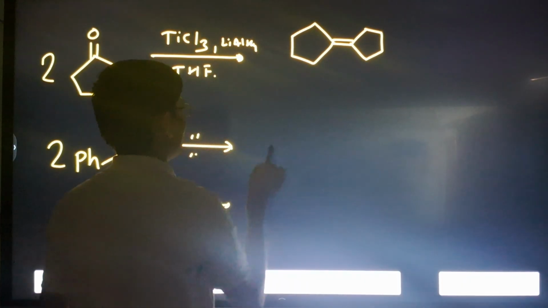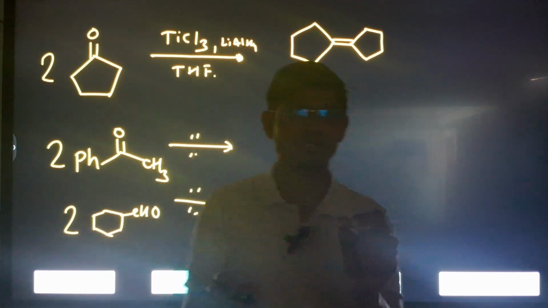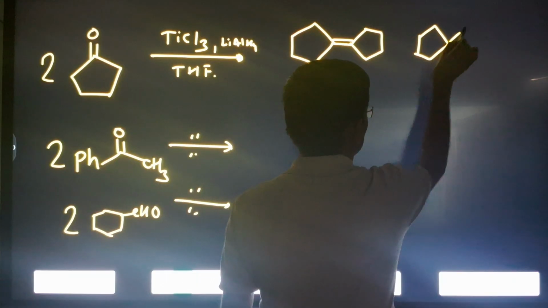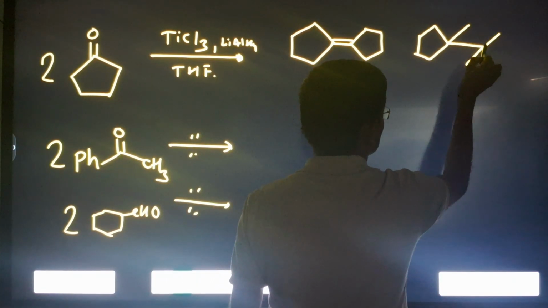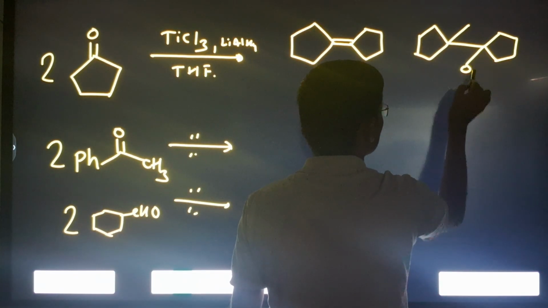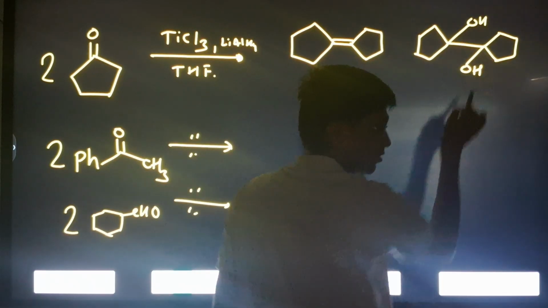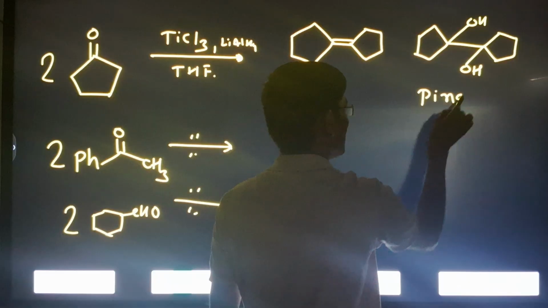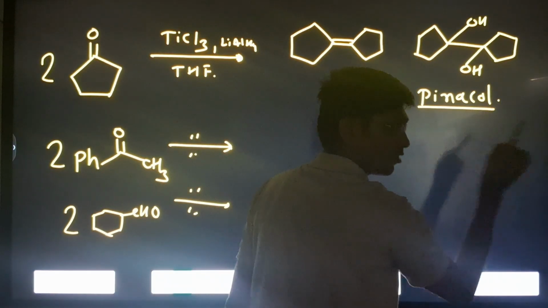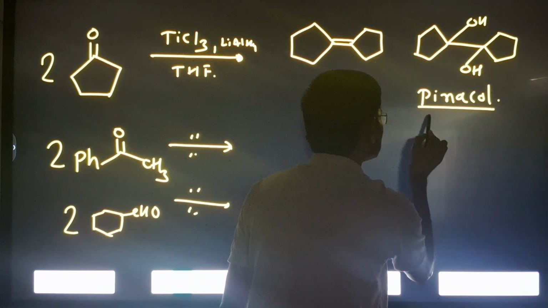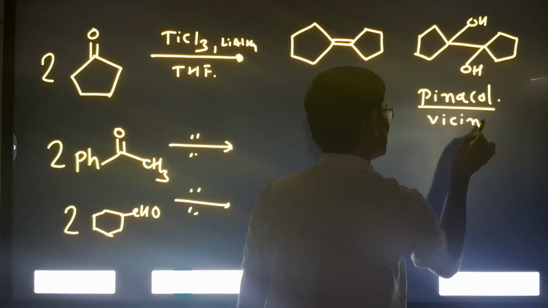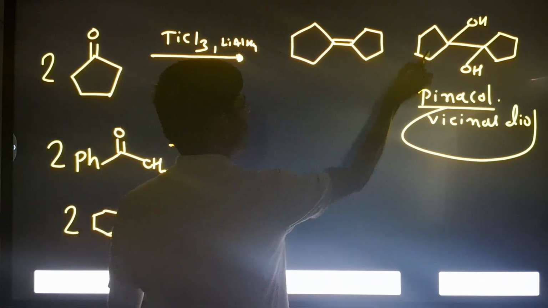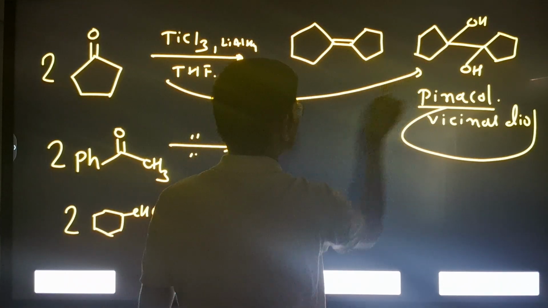This is the product again. If you take it to low temperature, what will happen? There is formation of a diol. Which type of diol? This type of diol is called pinacol. A pinacol product is formed. Is it vicinal or geminal? It is a vicinal diol, formed at low temperature.